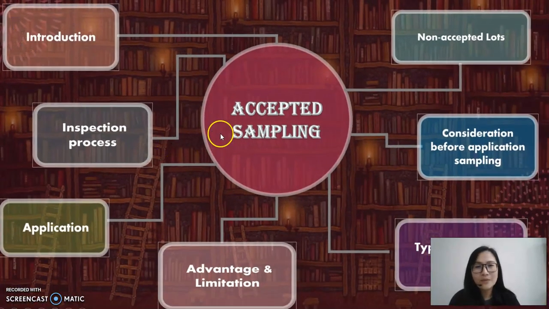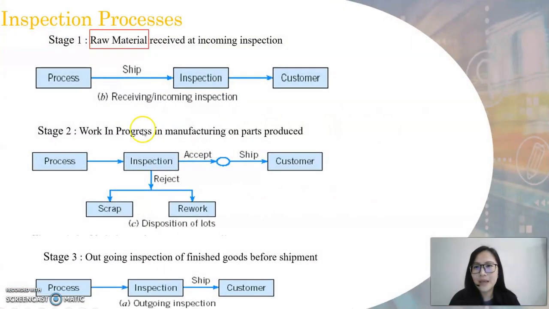So, when do we need to do acceptance sampling? Normally we base it on the process requirement, from the raw material received at the incoming inspection. Raw material received from the vendor or from the supplier, we need to conduct acceptance sampling to ensure the quality is good enough to proceed to the manufacturing process.